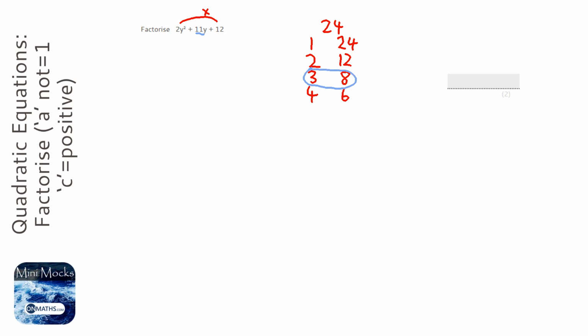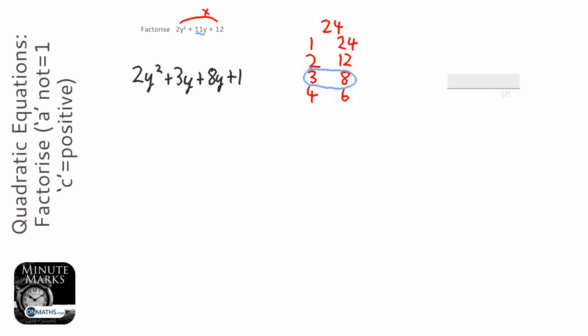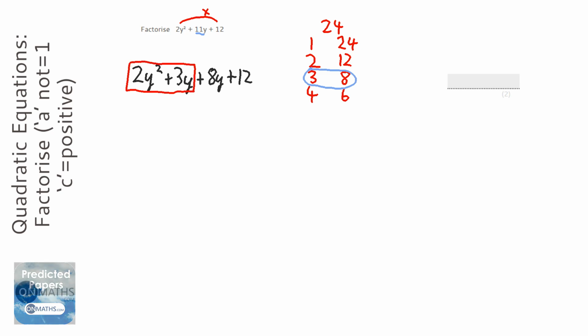I then rewrite it, but instead of that plus 11y, I'm going to write plus 3y plus 8y plus 12. So I haven't changed it, I've just split it up into 3y and 8y. Next, I'm just interested in factorising this bit, and then I'm just interested in factorising this bit. So I'm going to factorise the left hand side.